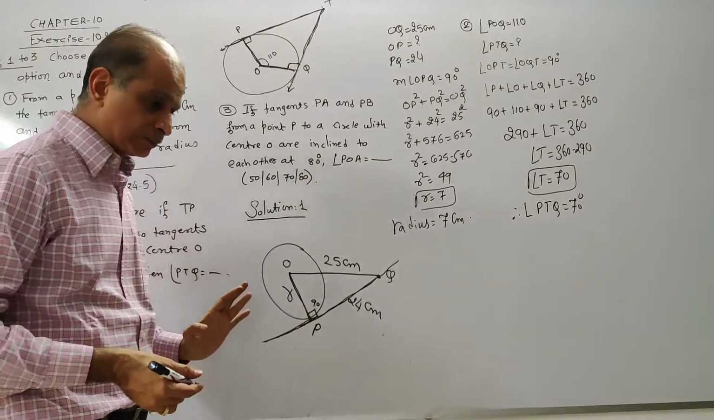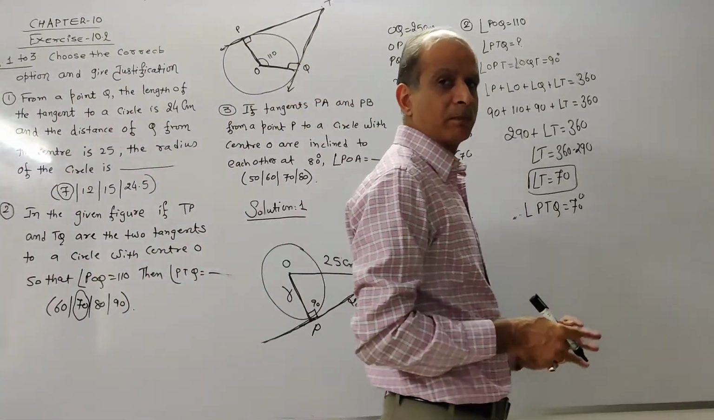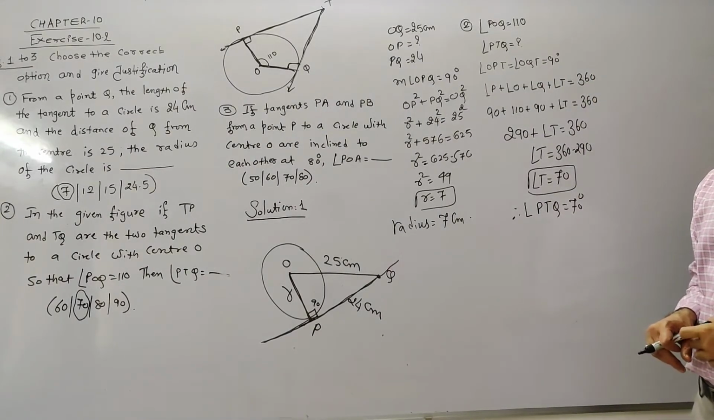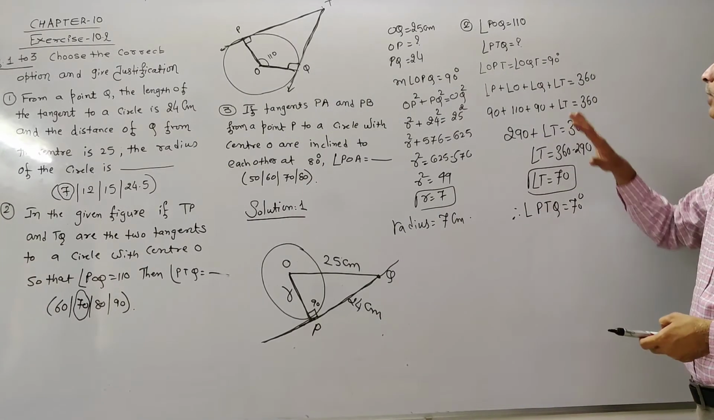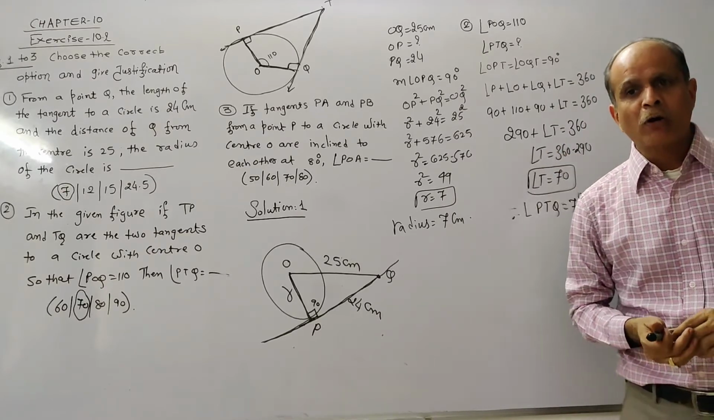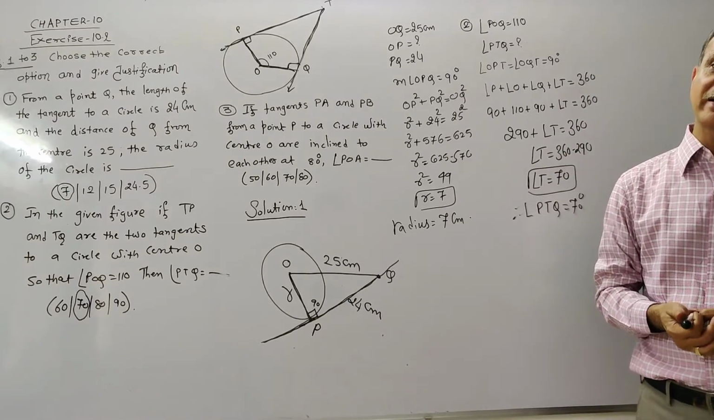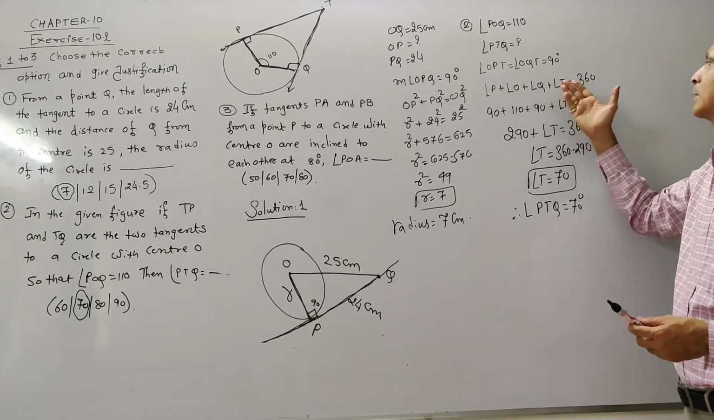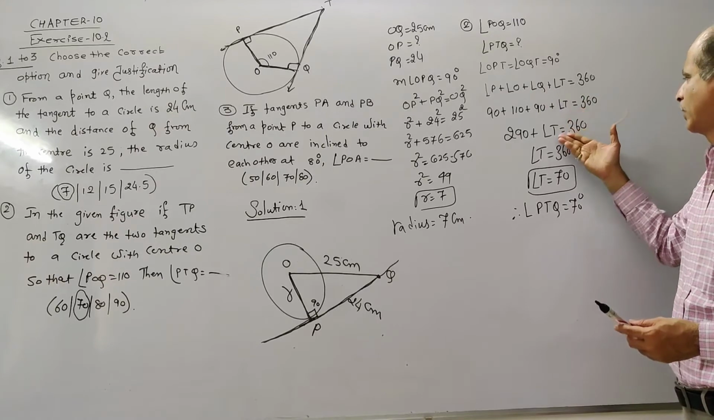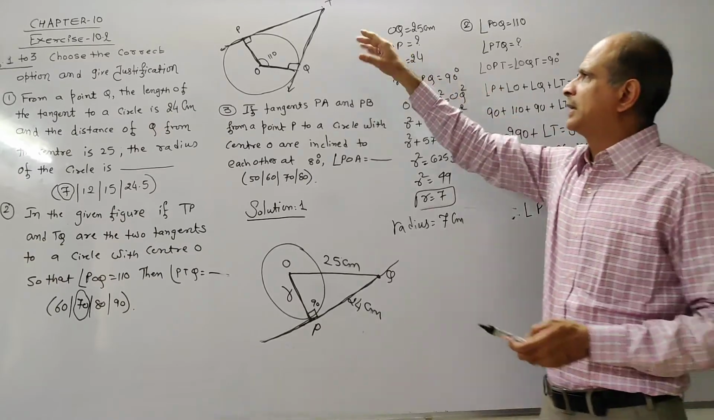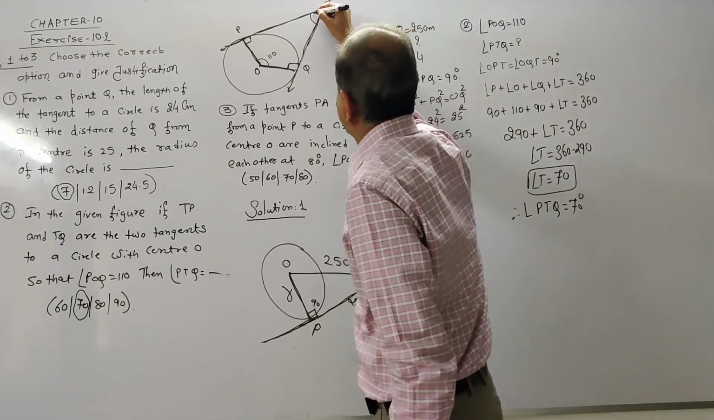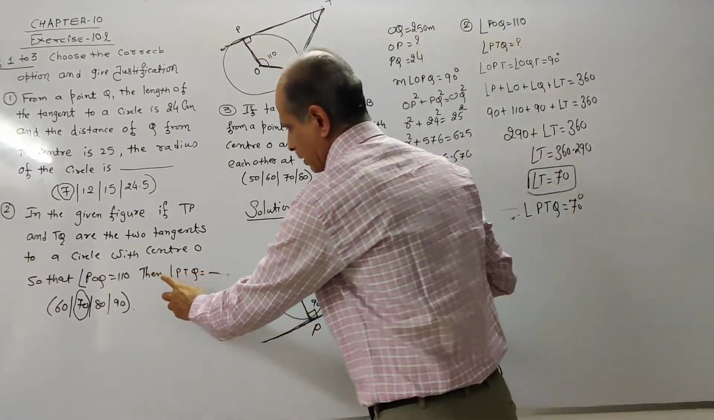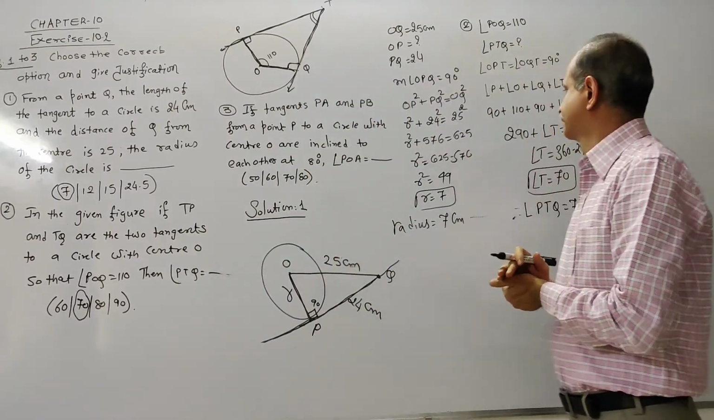Here we have used concept number 9, that is, the radius is perpendicular to the tangent, and then we have used that the sum of all the angles of a quadrilateral is 360 degrees. We have put the value of angle P as well as angle O as well as angle Q, and you can easily find out the value of angle T. Angle T is nothing but angle PTQ, and that is your question. Angle PTQ is equal to question mark.